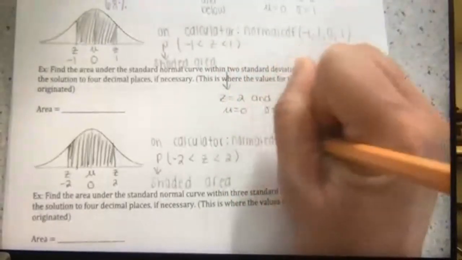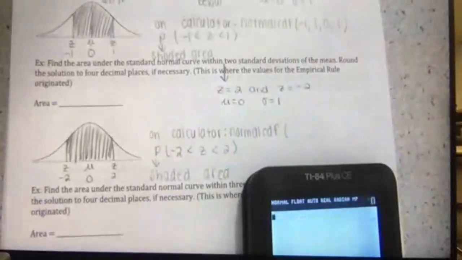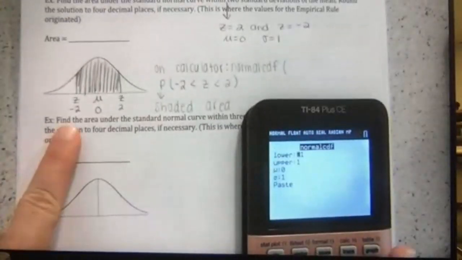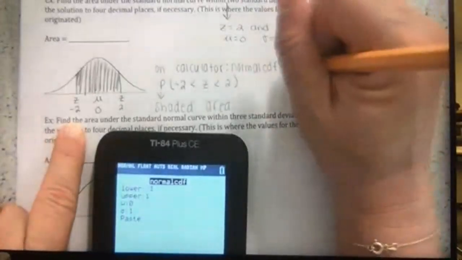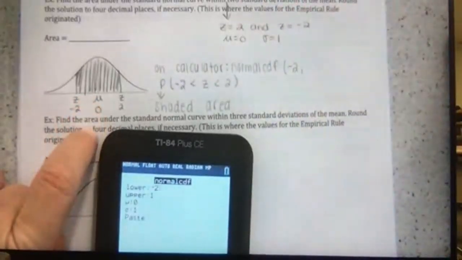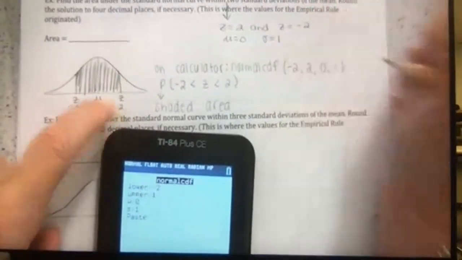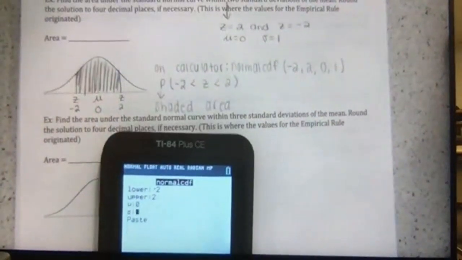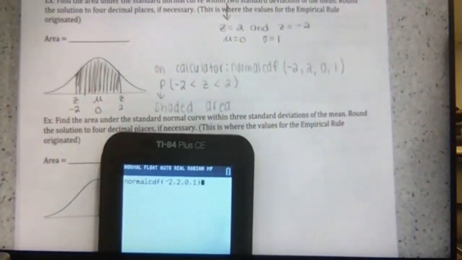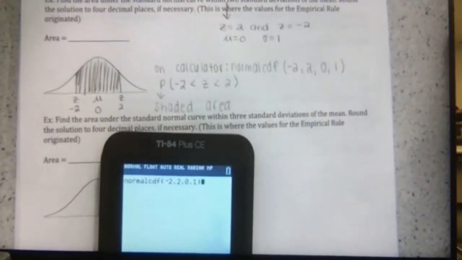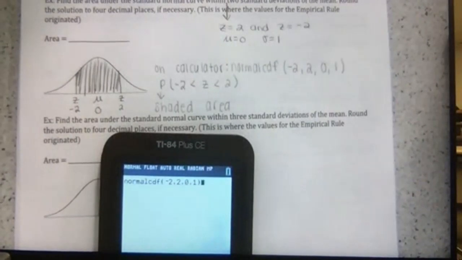We're still going to do normal CDF. Normal CDF is second vars, going down to normal CDF. Our lower limit, our shaded area starting on the left-hand side at -2. Our upper limit ending on the right-hand side at +2. Our mean is 0 and our standard deviation is 1. So if you have an older calculator or a newer calculator, this is what it should look like. Normal CDF, -2, +2, 0, 1. Pressing enter. There's our answer.